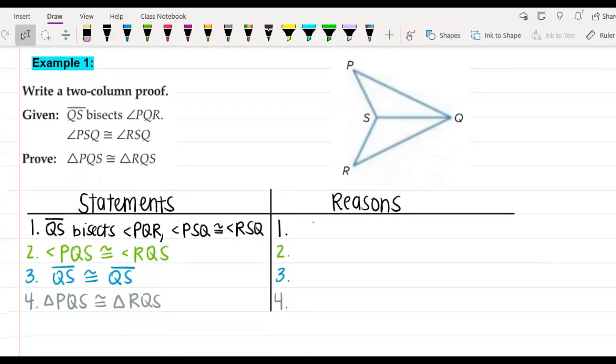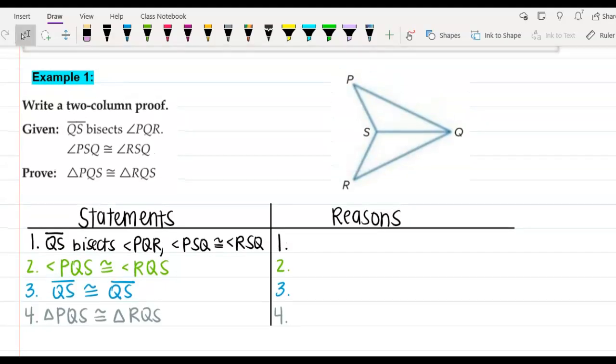Okay, so our first proof, I gave you the statements again. We're just going to try to figure out the reasons. Remember, we're always going to start each proof with our given, and then we're going to make sure it's labeled. Remember, we can't label anything unless we have a congruent statement. So the fact that QS bisects angle PQR doesn't really help us right now. It might help us in the future, but we can't label anything on our diagram.